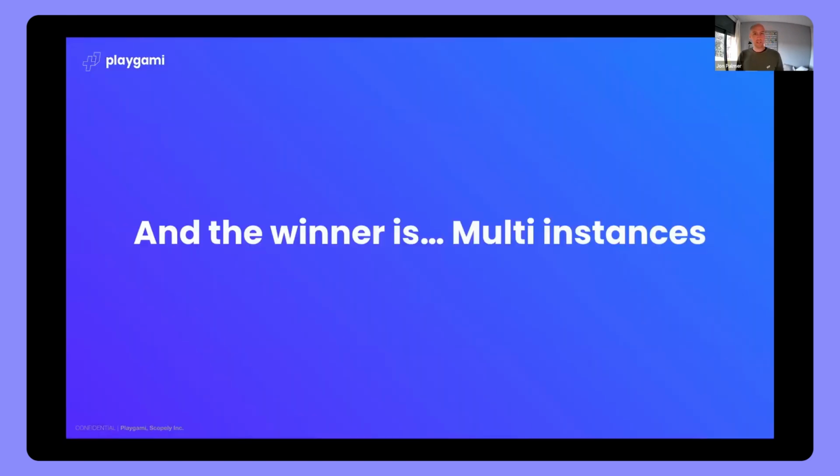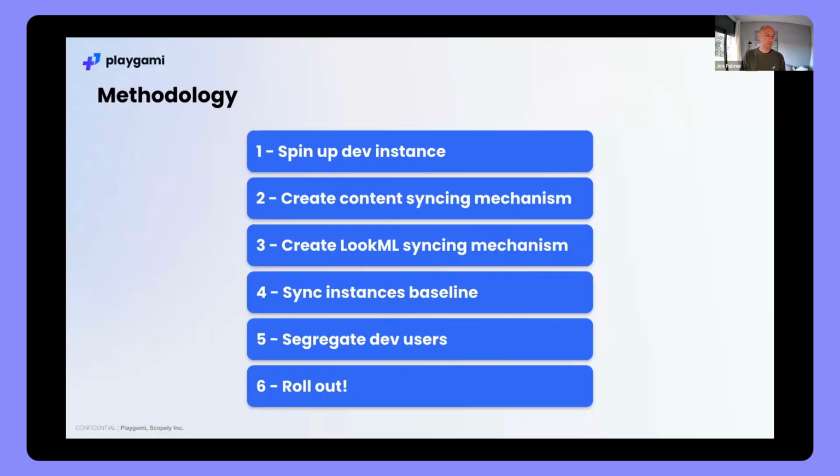But the winner was the multi-instance setup. Sense prevailed, and we decided to do the hard yards and do the harder work to get something that was much more future-proof. So how do we do this? The first thing is pick up the phone, ask Google, get them to spin up that dev instance that we had under our contract. And then we had to think about how we kept that dev and production world in sync, because fundamentally we need that to happen so that we could develop in one place and move to another.